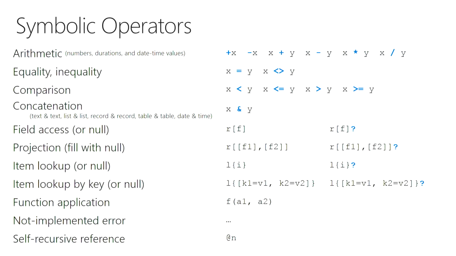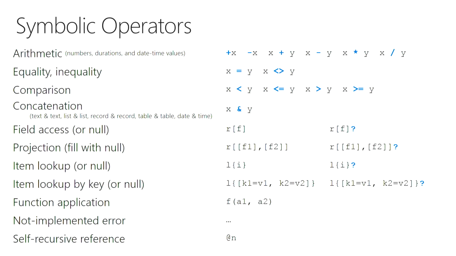Symbolic operators, so all the operators that you'd expect, but there's a couple of things I want to call out. Concatenation is interesting. So in M, you can concatenate values with the ampersand. Other languages, it's plus. Here it's ampersand. And you can concatenate text and text, lists and lists, records and records, tables and tables, and date and time. Those are the only combinations that you can combine. If you try to concatenate a date and a number, you will get a cannot convert number to text error. You have to wrap it with a number to text function. I'm sure I see lots of people nodding heads. You might have hit that in Power Query before.